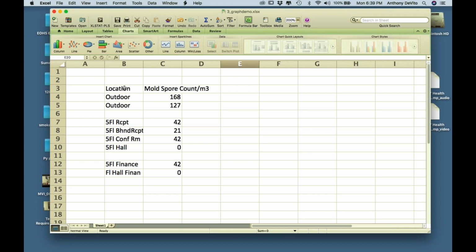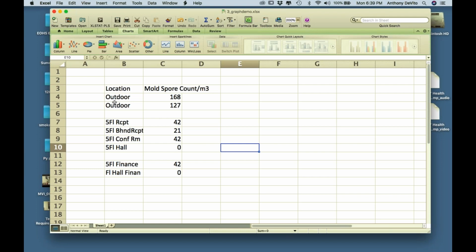This data represents a mold sampling in, say, an apartment or an office. So here's the 5th floor reception, behind reception, conference room, 5th floor hall. Here's the 5th floor finance office, 5th floor hall outside the finance office. And here is what our levels were for total mold spore counts per cubic meter outdoors versus these various indoor locations. Okay, so that looks pretty interesting. It looks like this is a little higher than there. Can I make any conclusions here?